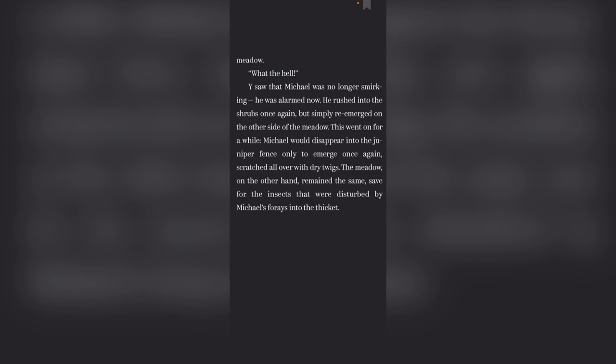This went on for a while. Michael would disappear into the juniper fence, only to emerge once again, scratched all over with dry twigs. The meadow, on the other hand, remained the same, save for the insects that were disturbed by Michael's foray into the thicket. Glowworms?